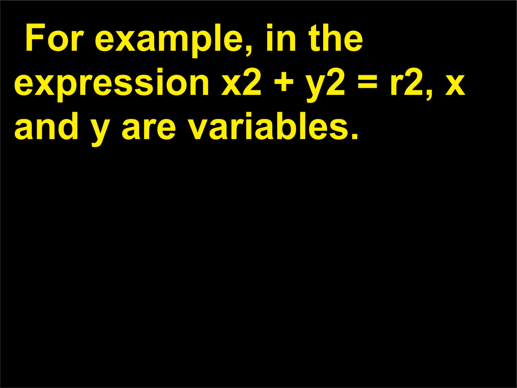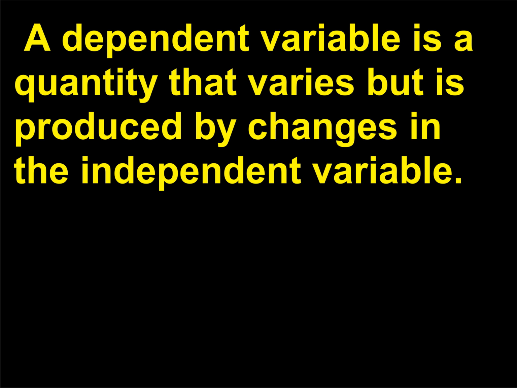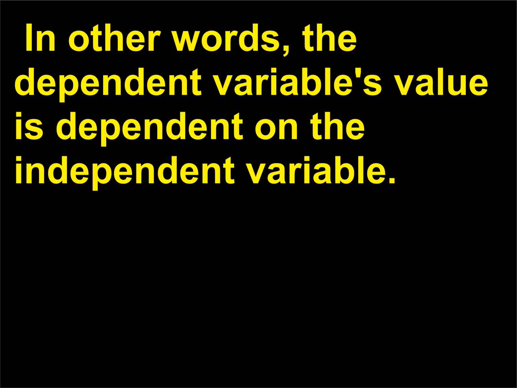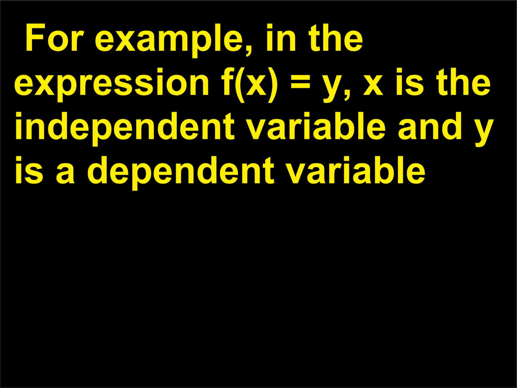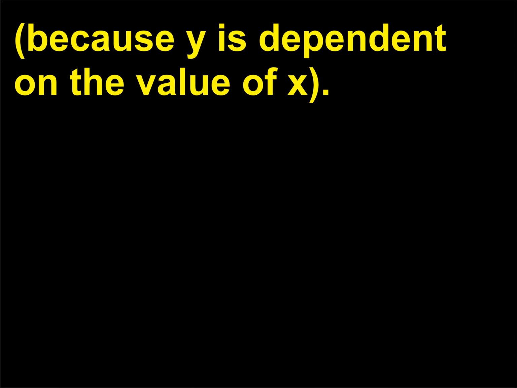For example, in the expression x² + y² = r², x and y are variables. A dependent variable is a quantity that varies but is produced by changes in the independent variable. In other words, the dependent variable's value is dependent on the independent variable. For example, in the expression f(x) = y, x is the independent variable and y is a dependent variable, because y is dependent on the value of x.